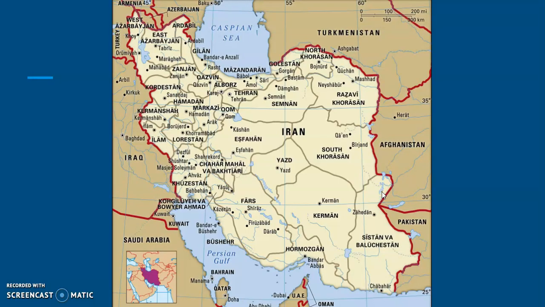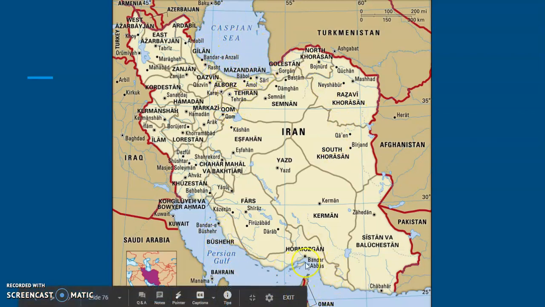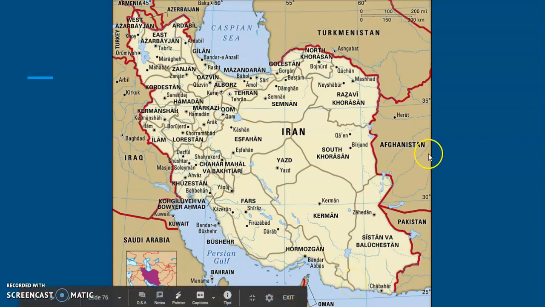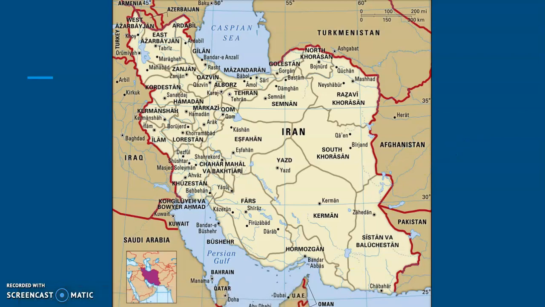Here's a close-up of the map of Iran, so you can kind of see geographically where it's located. Here's the capital, Tehran. Up top, we have the Caspian Sea. To the bottom, we have the Persian Gulf. So it's in a really strategic location. Its geography is really important. Iran has some of the world's most productive oil fields, which could be problematic in the future, as we'll talk about.